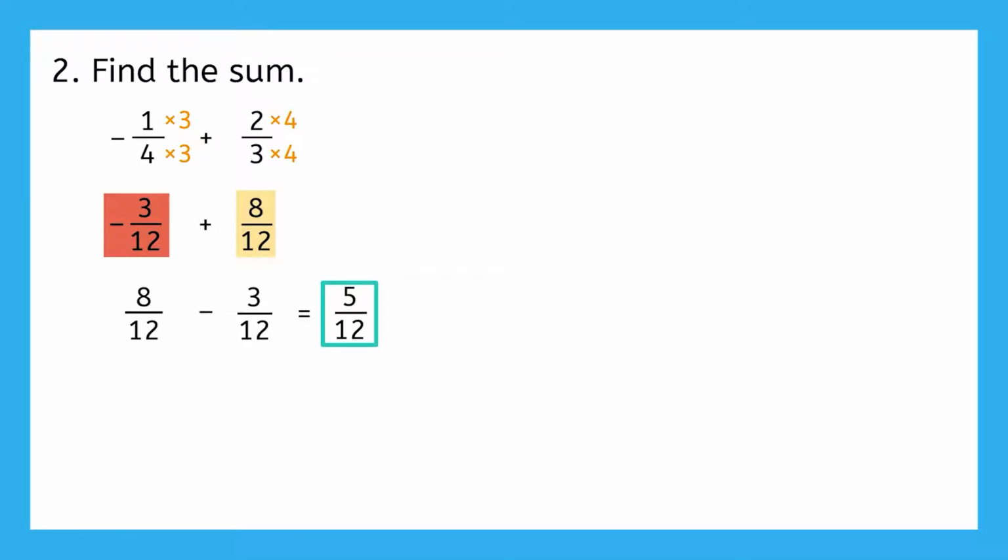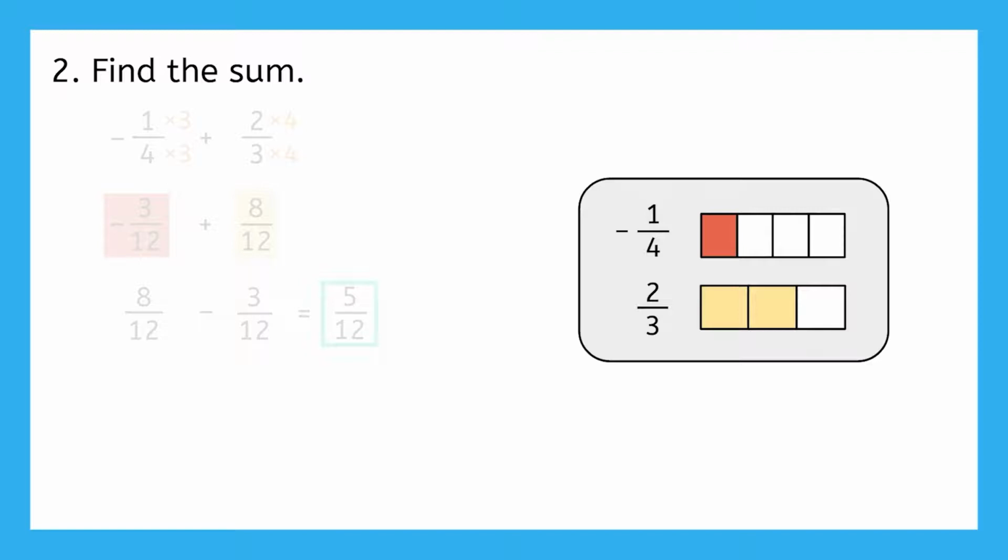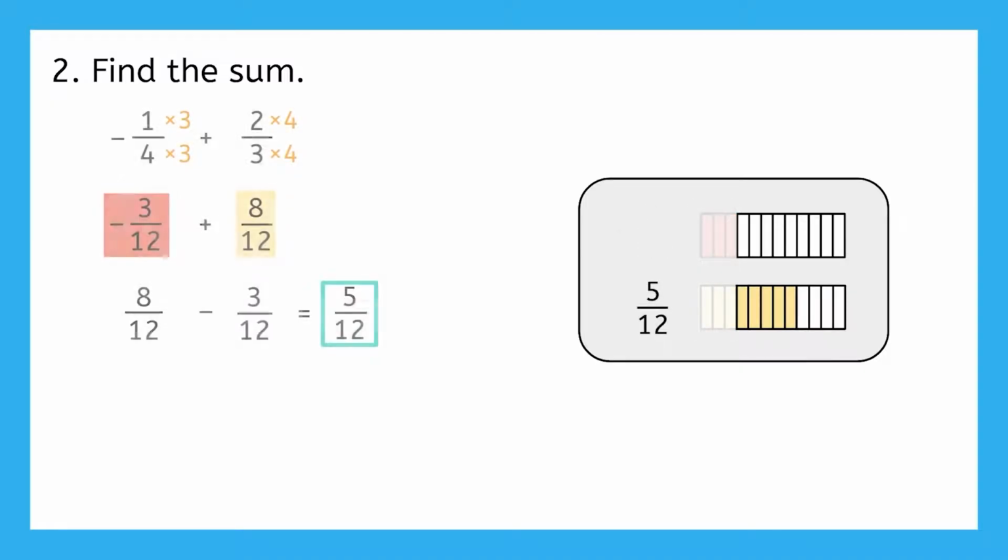We can also confirm this with a model. We started with negative 1/4 plus 2/3. Then we found a common denominator, making the problem negative 3/12 plus 8/12. To find the difference in the positive and negative groups, we cancel 0 pairs. Here we can cancel negative 3/12 and positive 3/12, leaving positive 5/12, the same answer.